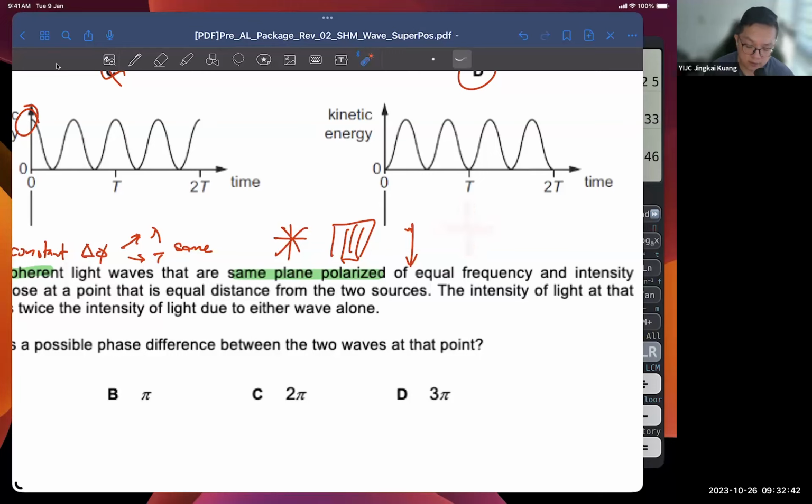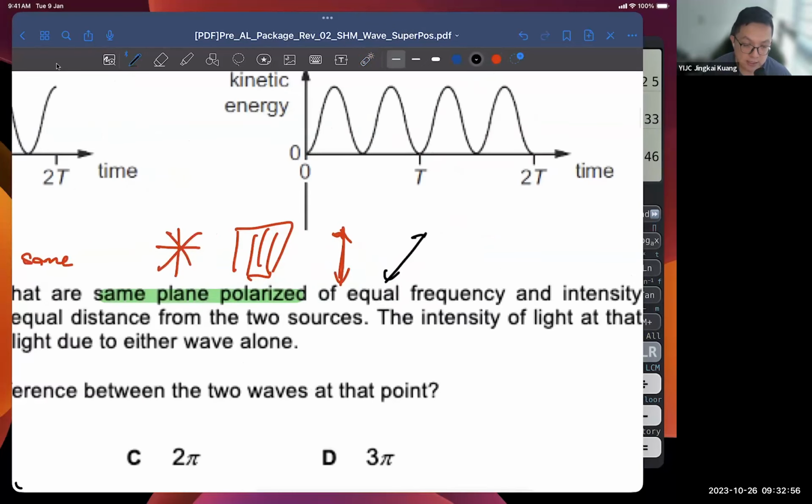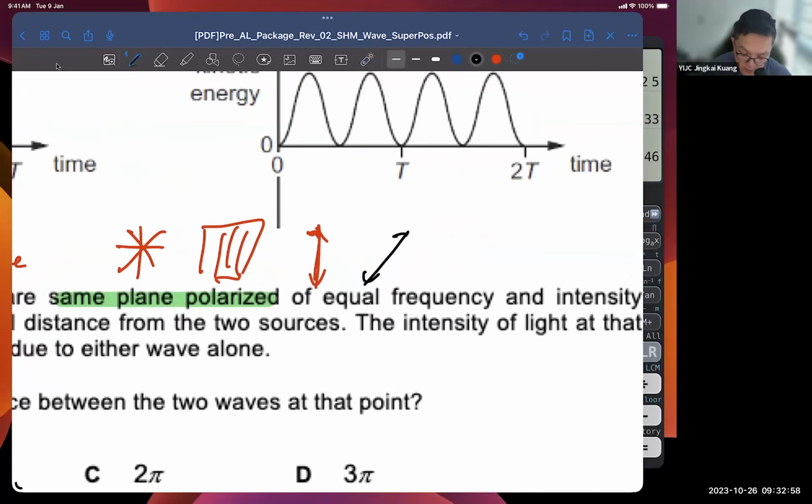Or if you have cases where, let's say, this one I need to draw. You have one source in this direction and the other source in this direction. To superpose these two, I need to find the vertical component of this one, then superpose it onto this one. The horizontal component here does not matter. So I have to be very careful about these terms here.